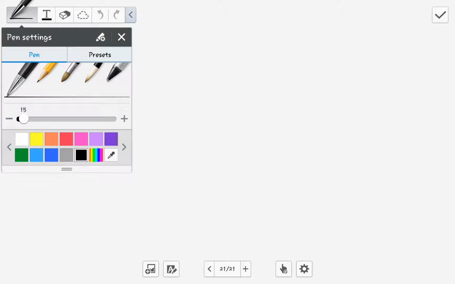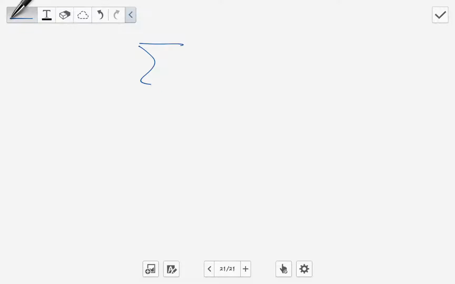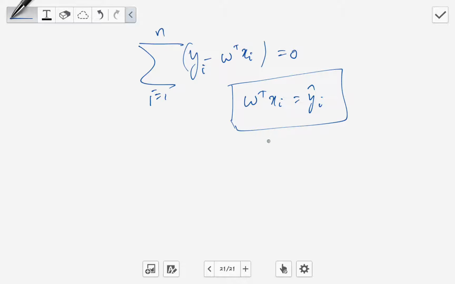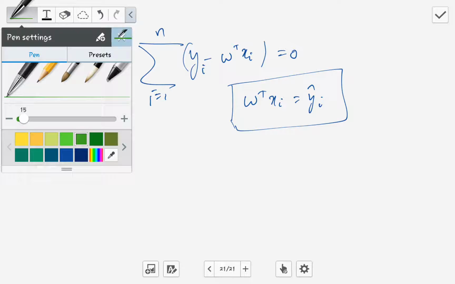And then we said this is equivalent of writing sigma i equal to 1 to n of (yi minus w transpose xi) is equal to 0. But then w transpose xi was your yi cap, the prediction. Yes.